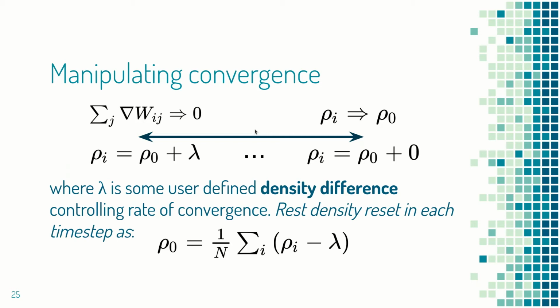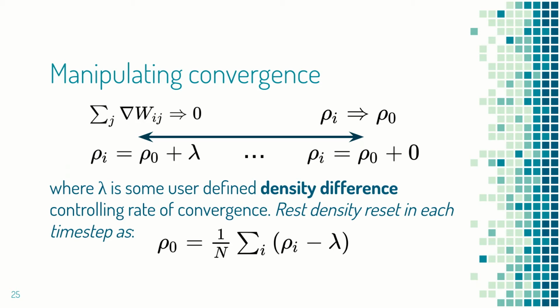So here's an example of manipulating this convergence. I just basically create some sort of parameter, lambda, and lambda is going to be a user-defined density difference. So the density difference is something that we're going to use as a method to control the rate of convergence. I can also manipulate it so that it takes longer to converge, or it converges quicker, but in general that will mean that the result would not be quite as smooth a spectral distribution.